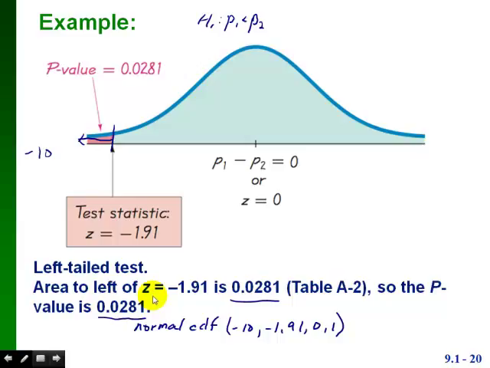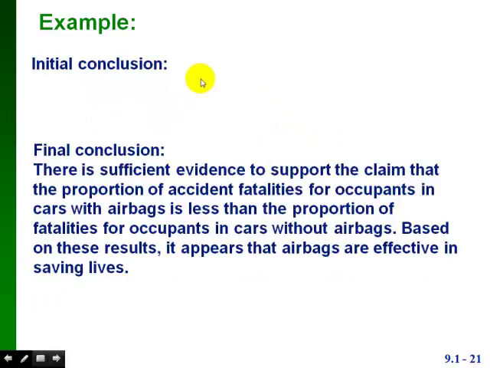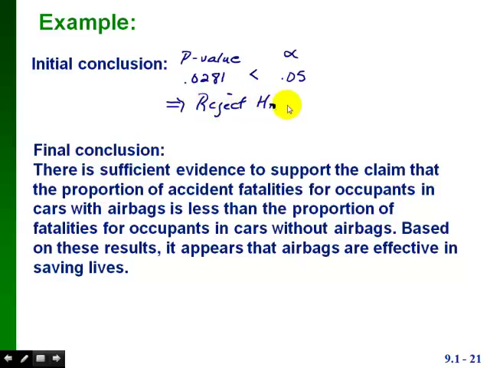So for our initial conclusion, remember, we're comparing our p-value and our alpha. Here's our p-value, here's our alpha. The p-value turns out to be less than alpha. That tells us that our conclusion is to reject the null hypothesis. If the p-value is less than alpha, then we reject the null hypothesis.